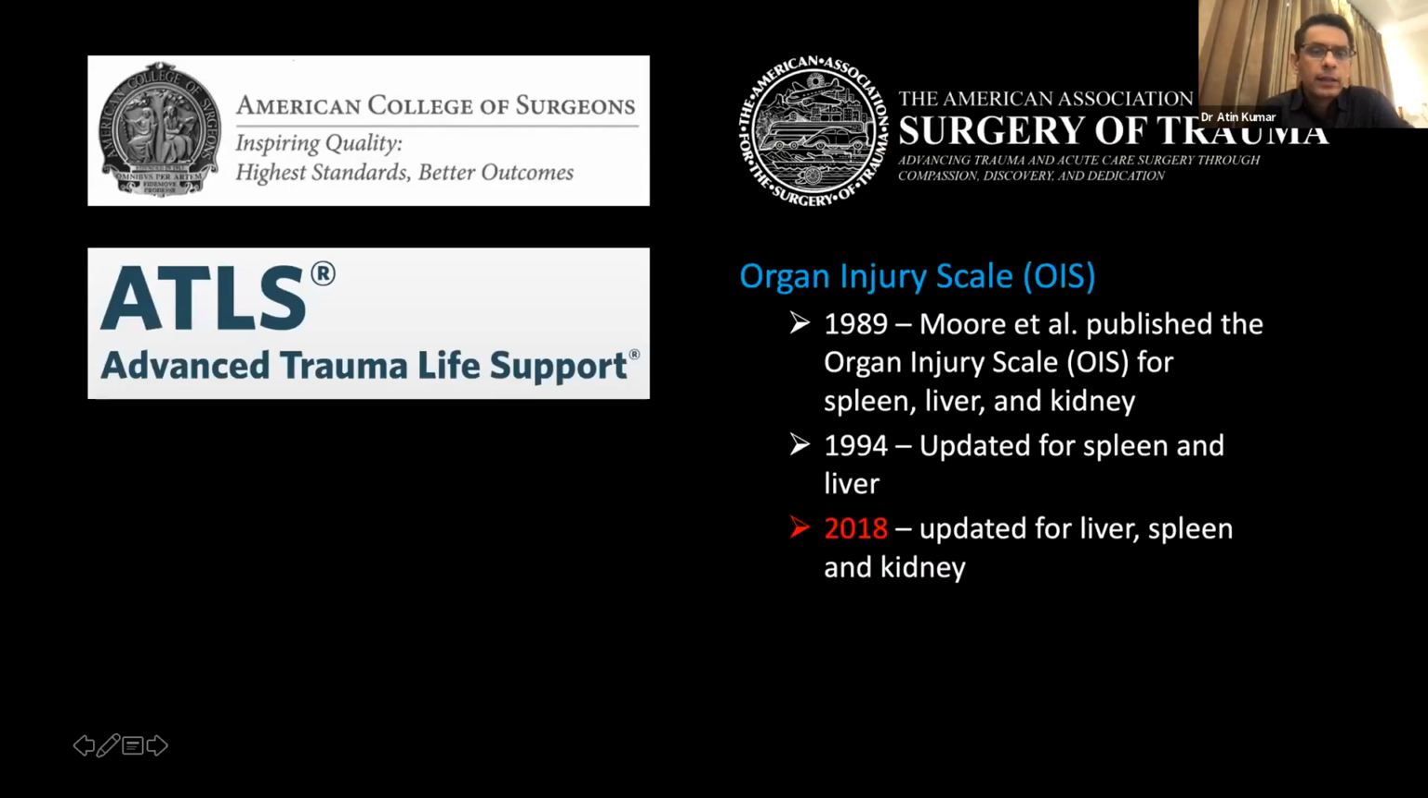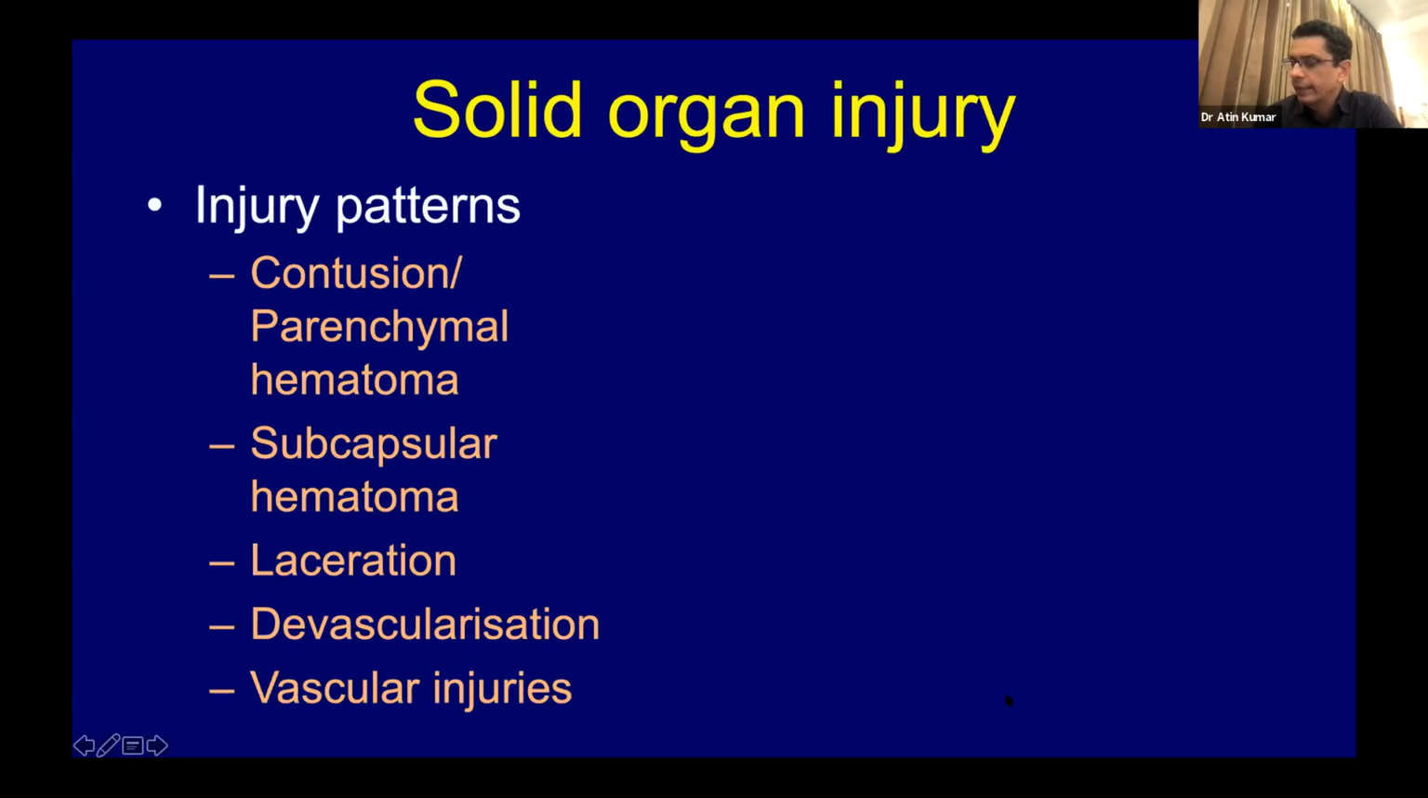Coming to the grading, the American College of Surgeons in combination with Advanced Trauma Life Support have given an organ injury scale, the AAST classification, American Association for the Surgery of Trauma. OIS imaging scales have been given for the various organs. They have been recently updated in 2018 for the liver, spleen, and kidney. They are present for all abdominal organs at least, and these three have been updated in 2018. And that's what we will try and see in all the organs.